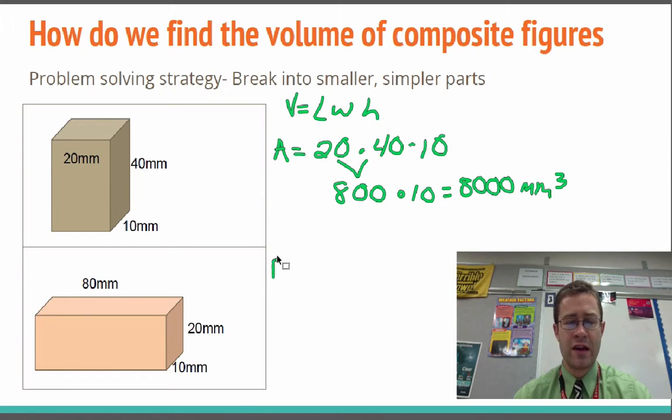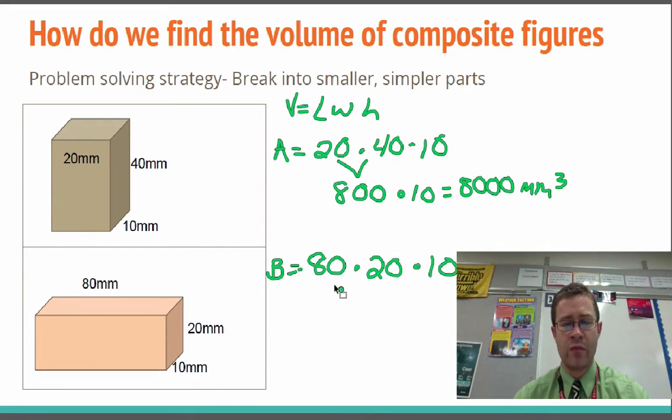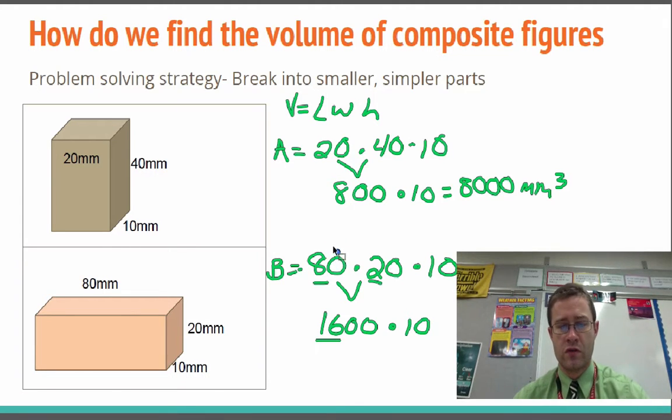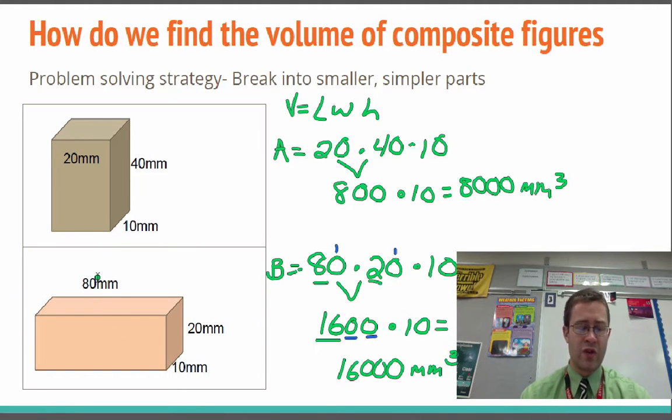Now for B, it's the same exact formula, so I'm just going to put those together. 80 times 20 times 10. And I break that apart. 80 times 20 is 1,600 times 10. Remember mental math. 8 times 2 is 16 plus 2 zeros. We get that answer. So we multiply that times 10 now, and I get 16,000 millimeters cubed.